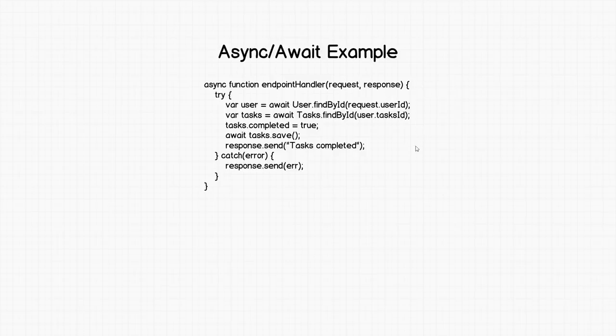So you can almost read it like synchronous blocking code. Next we await the tasks, and we supply this user.tasksId as an argument, and then we get those tasks, and then we can simply do tasks.completed equals true, modify the tasks, and we can also save the tasks. And you can see, because all these three operations are async, we need to put this await keyword in front. And then we can simply response.send to the client a message saying task completed. Now if an error happens during any of those three operations, the execution flow will jump straight to this catch block and respond back to the client with such error.